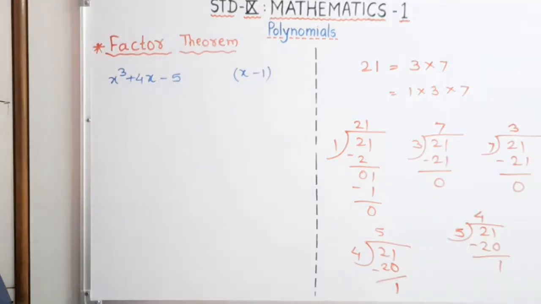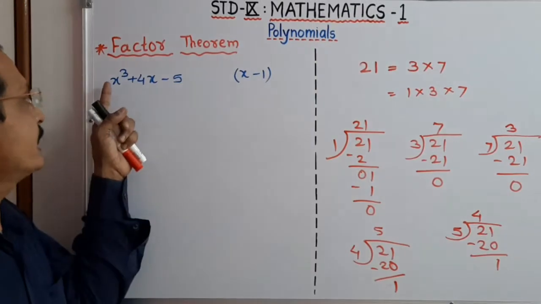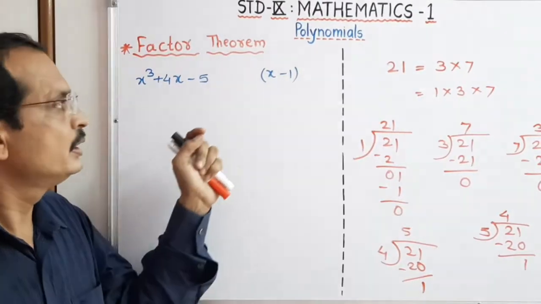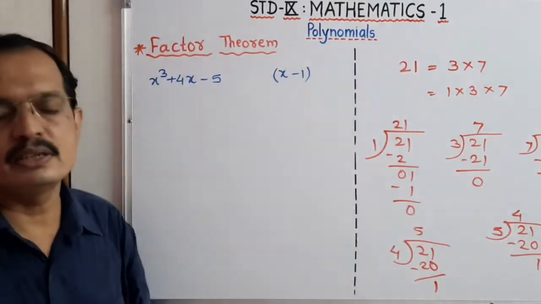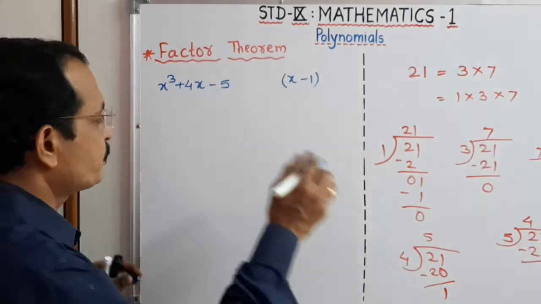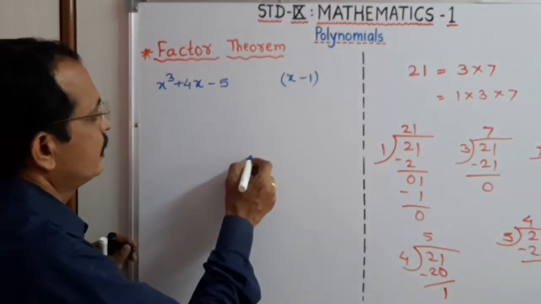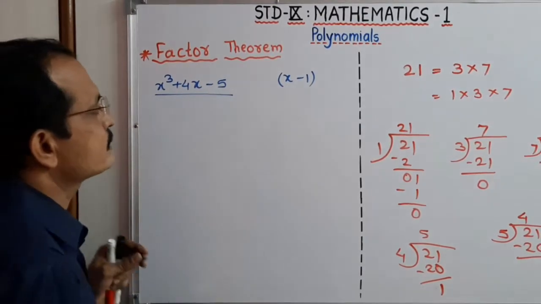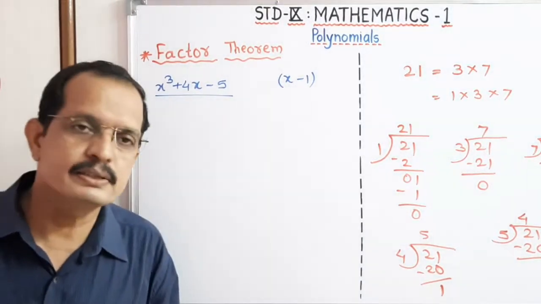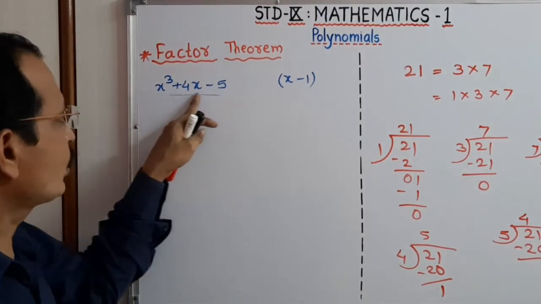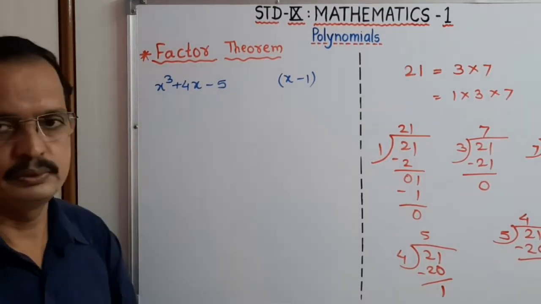Now dear student, see here. This x cube plus 4x minus 5 is a dividend and x minus 1 is a divisor. Now see dear student, before going to this, I will write here 6x cube plus 4x minus 5. In this case, whether x minus 5 is a factor or not, that we have to find out.